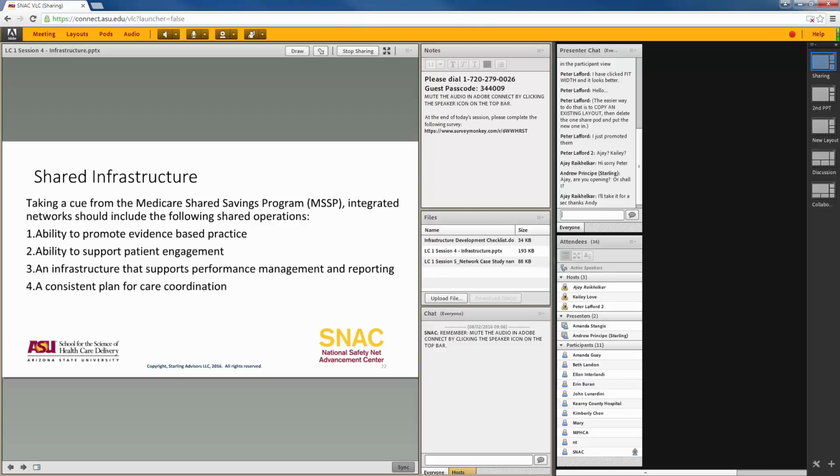So again, no one-size-fits-all answer, but the Medicare Shared Savings Program does start to help us focus a little bit on the types of infrastructure that, frankly, all networks should consider having.